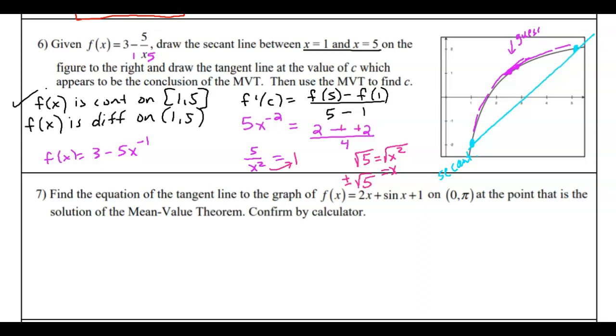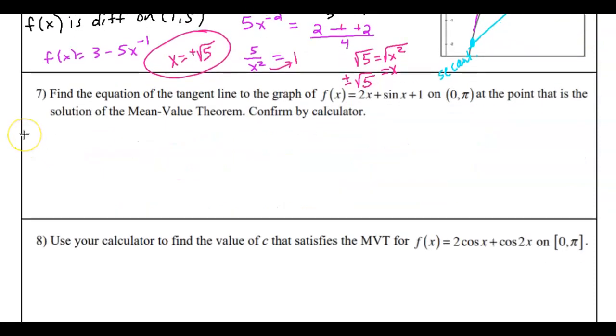We're only on 1 to 5, so I really only care about the positive root because of the domain restriction. I said root 5 is between 2 and 3, and so yeah, that was a pretty good guess, okay? So we found it. That's our C value. You typically don't have to find the ordered pair because they just want to know the x value where it occurs. All right, number 7.